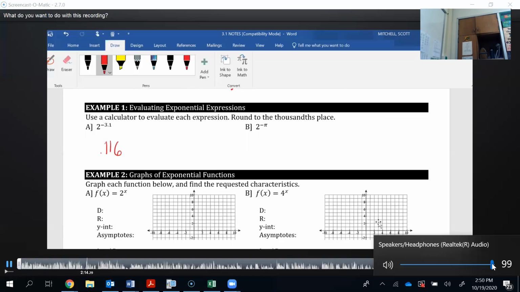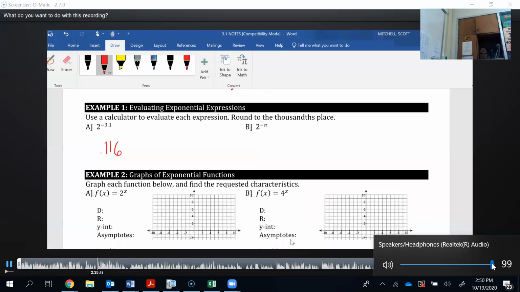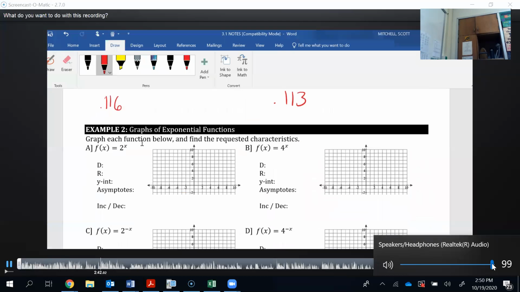0.116. Now I need 2 to the negative 5. I have 2 caret negative, and then the pi button is right here on the blue second. So negative 0.11. 0.113. All right, so that's how you type stuff into the calculator. It's always important for us to look at that.